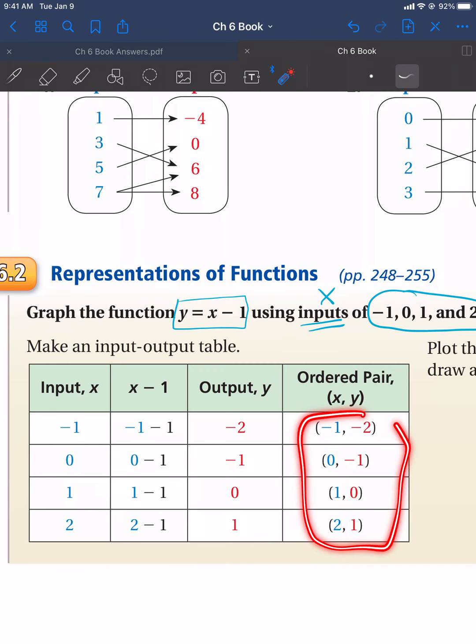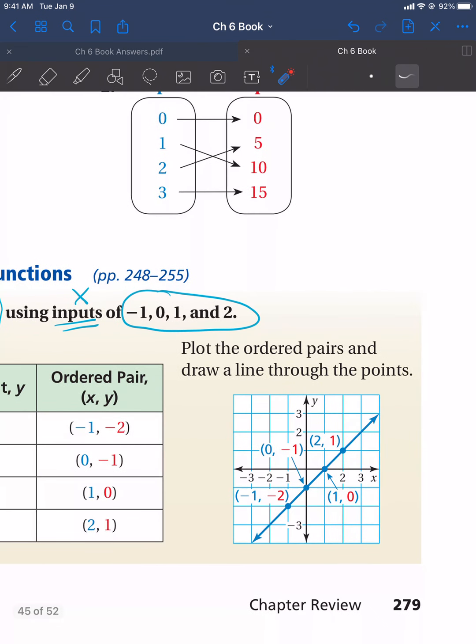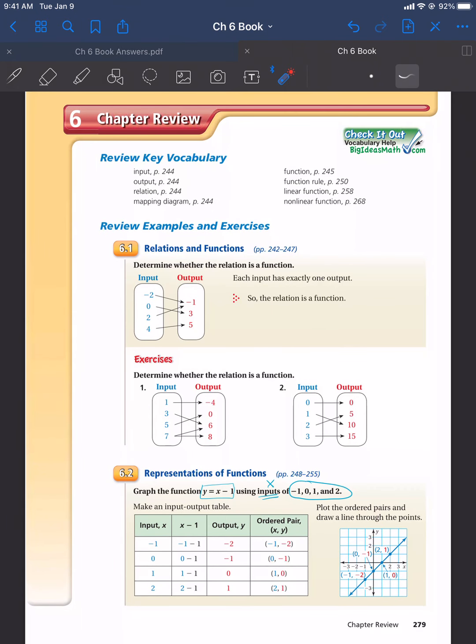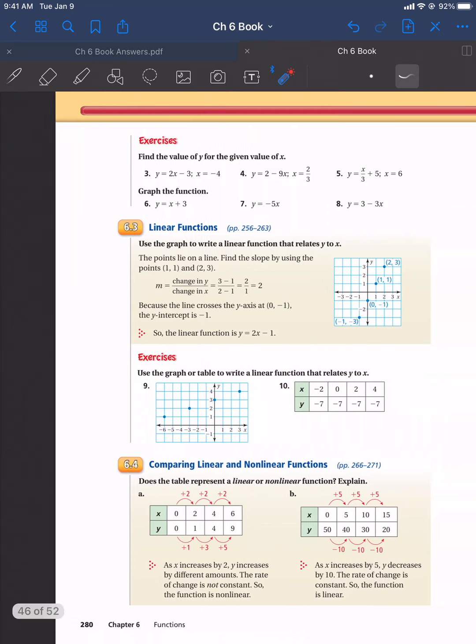I can take those ordered pairs and now plot them, okay? And once I plot them, I can tell if that's a relation or if it's a linear function or all of that, right? What do you guys think about this? Is this linear or nonlinear? Good, that's linear. So section 2 is just about representations of functions.